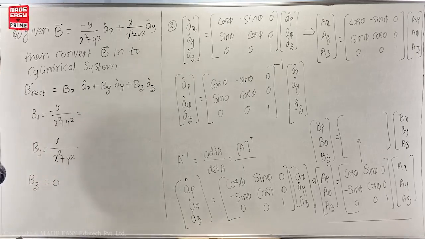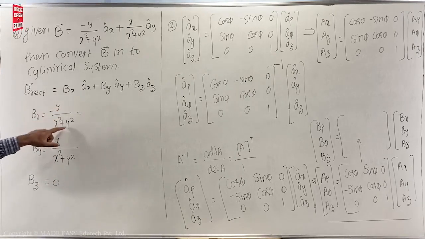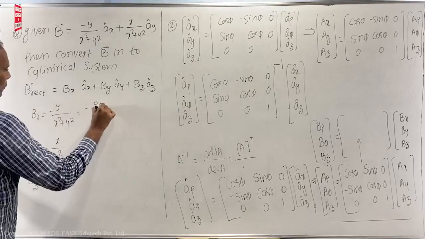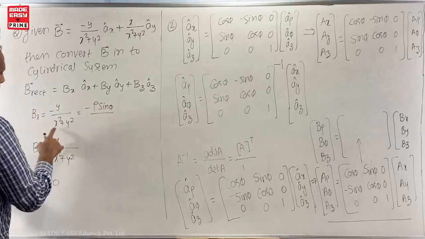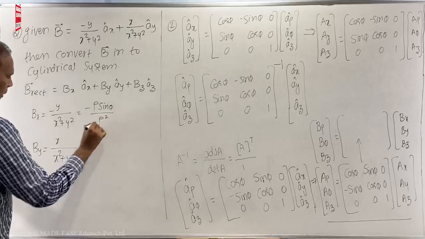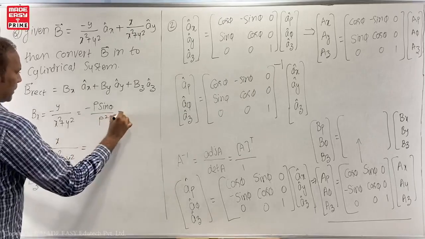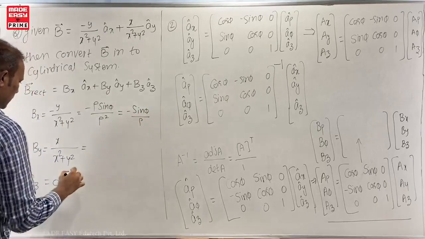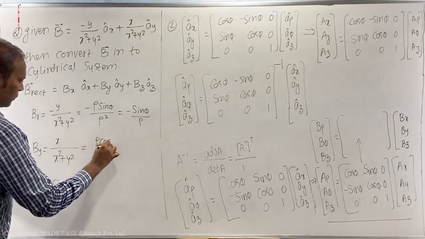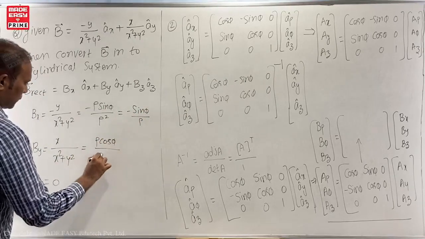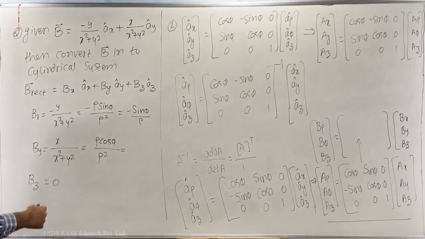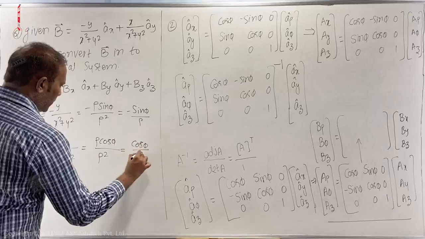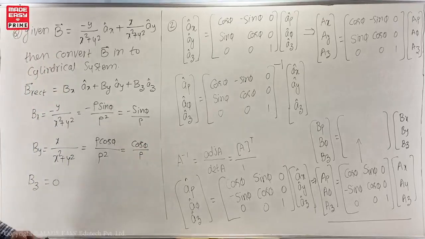Actually you want it in cylindrical, no? That is why you convert them to cylindrical. In cylindrical, y is equal to rho sin phi, and x square plus y square is rho square, and this becomes rho cancel, minus sin phi by rho. Now here x is equal to rho cos phi, and this is rho square, because rho is root of x square plus y square. Rho cancel, you get cos phi divided by rho, this is 0.